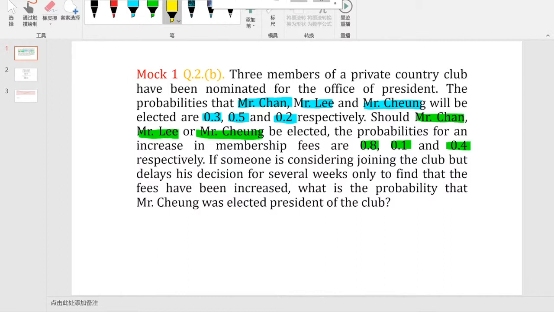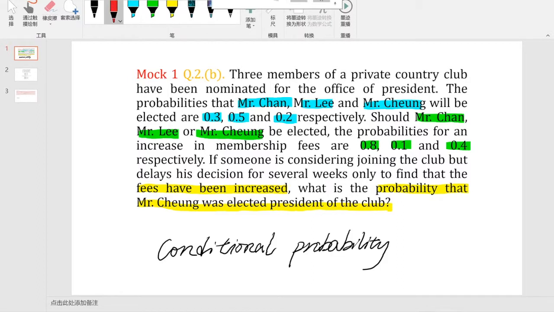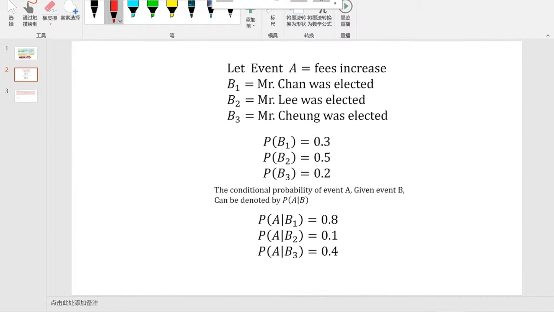Now, someone only knows the membership fees have been increased, but he doesn't know who will be the president. So, the question asks us to find the probability that Mr. Chung was elected president of the club. It seems that this question focuses on conditional probability. So, I will analyze this question. Now, I will answer this question.